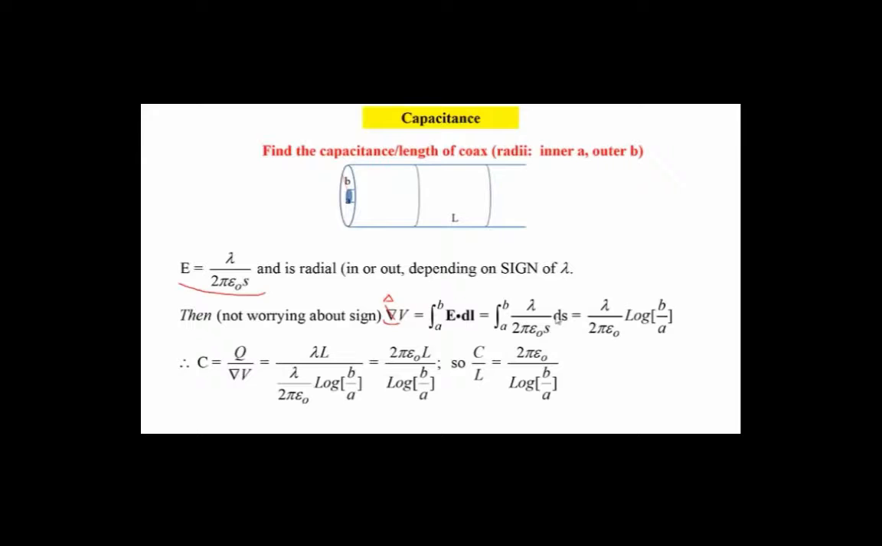The only S dependence is this 1 over S here. So pulling the constants lambda over 2 pi epsilon naught out and doing the integral of dS over S, we end up with the natural log of B over A. This is the delta V. That'll go in this position of our equation, and then we have Q on top, but Q is just lambda times L. So putting in our delta V and our Q, we can simplify. We're left with 2 pi epsilon naught times the length L divided by the log of this ratio here.